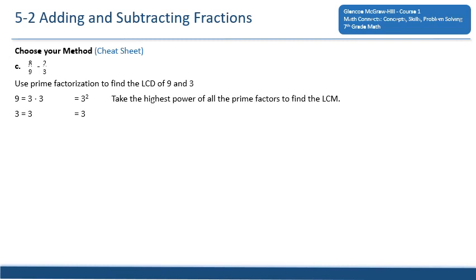And we're going to take the highest power of all the prime factors. So in this case, we're just going to take the 3 squared from 9. And 3 squared equals 9. So that is our least common denominator.